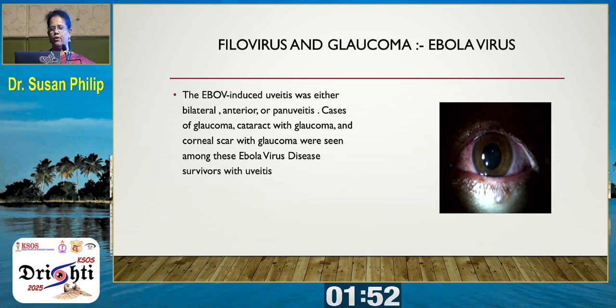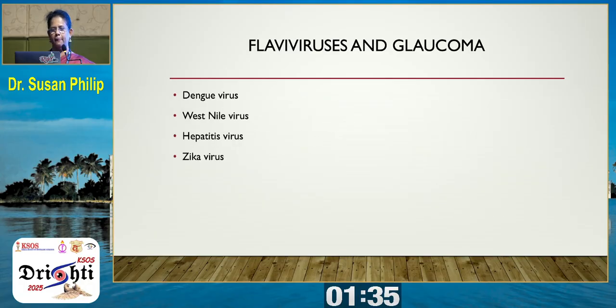Filoviruses causing glaucoma include Ebola virus. We do not have much literature in India about that. Ebola virus induced uveitis was either bilateral, anterior, or pan-uveitis. Cases of glaucoma, cataract with glaucoma, and corneal scar with glaucoma were seen among those with Ebola virus disease.